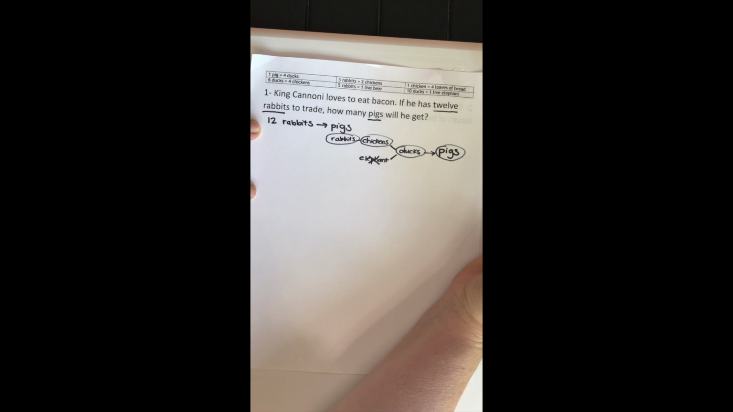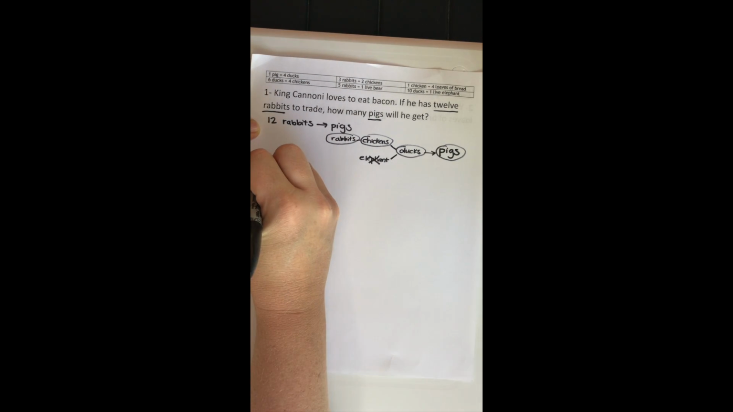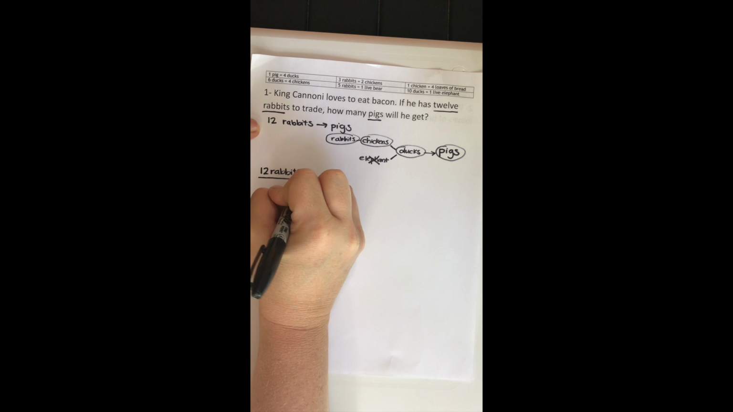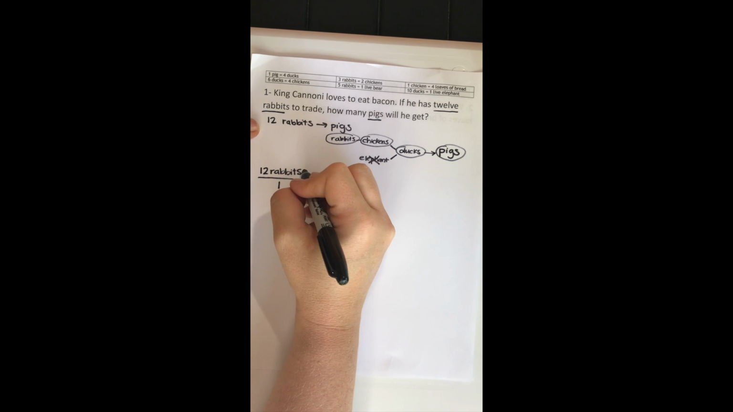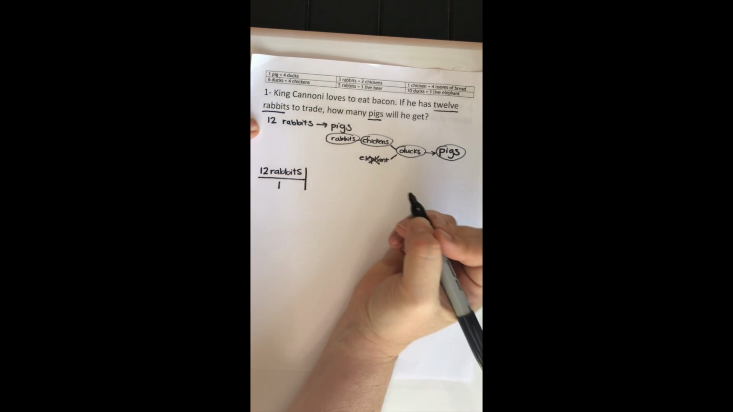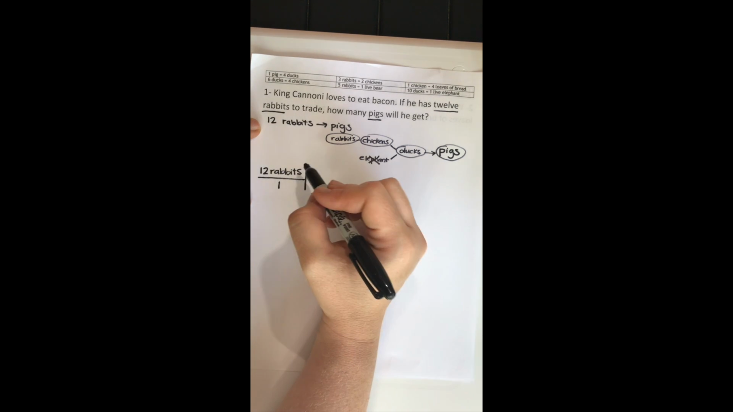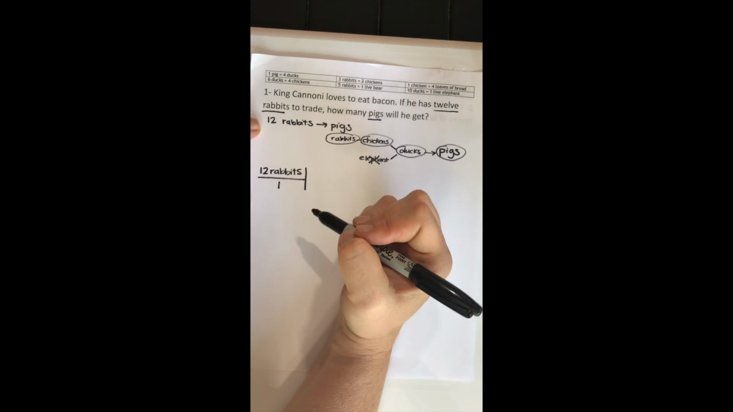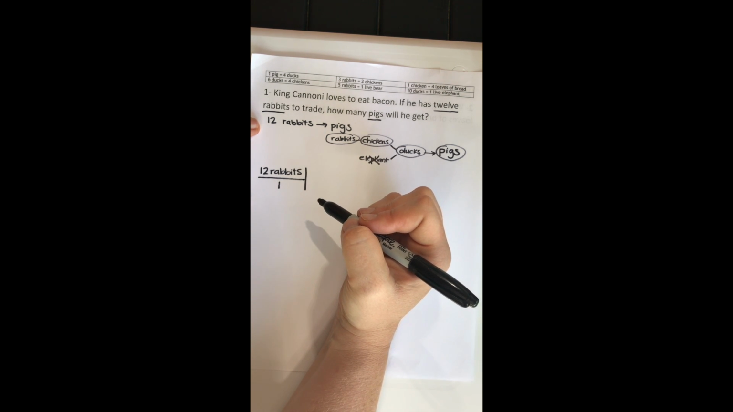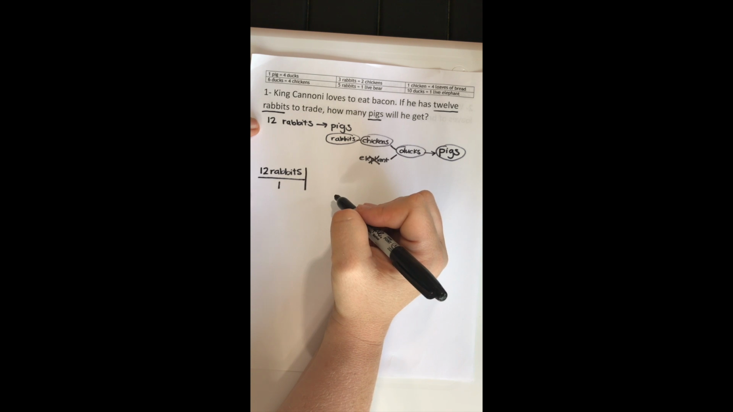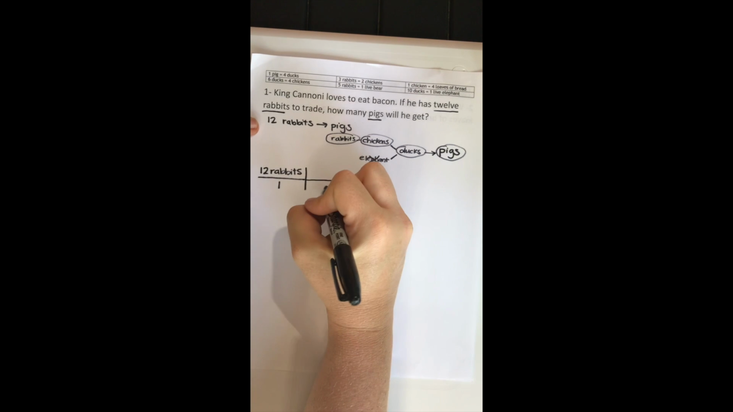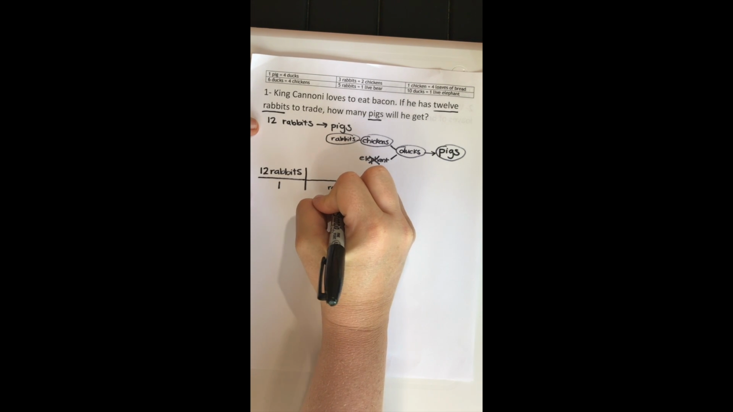All right, so now we're ready to format our problem. We know we are starting with 12 rabbits. So I'm going to list that over here on the left, draw a line underneath it, put it over one. I'm going to start to draw our fence posts. In order for dimensional analysis to work, you have to be able to cancel out your units. And the only way to do that is to make sure that you have one on top and one on bottom.